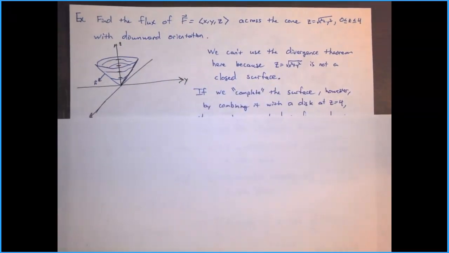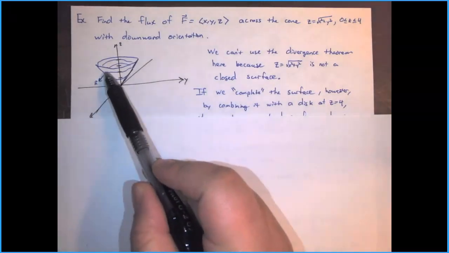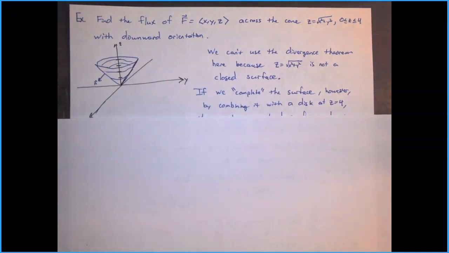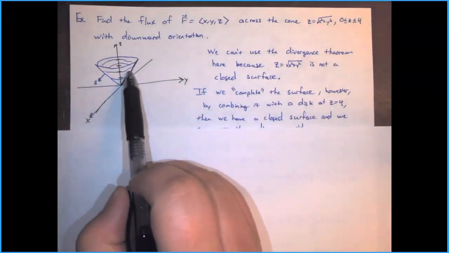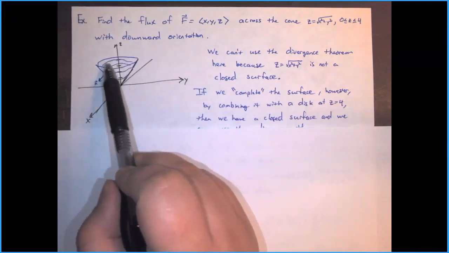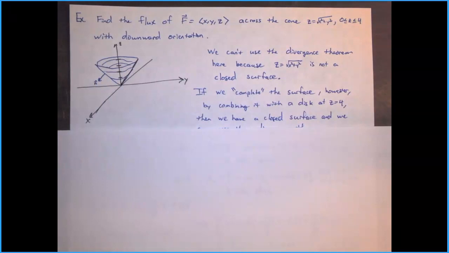So to show you the situation here, here's our cone with a downward pointing normal, which would be an outward pointing normal, which is what we need for the divergence theorem. But here we can't use the divergence theorem. The reason is that we don't have a closed surface. This cone is just this lateral surface here. The top is completely open. So we're not allowed to use the divergence theorem.